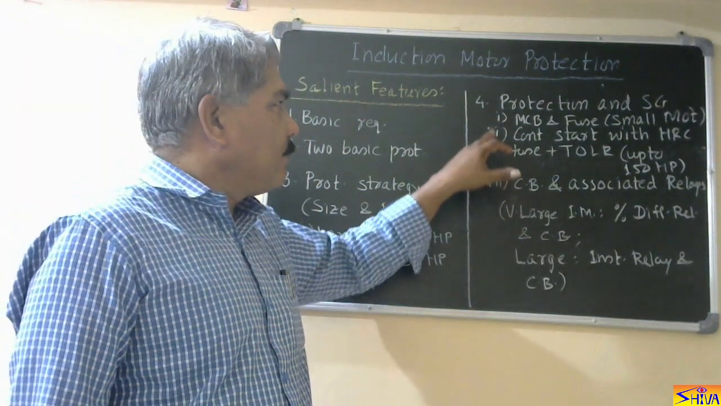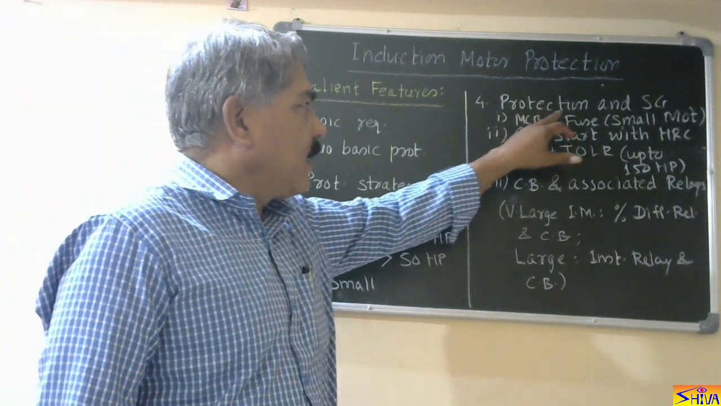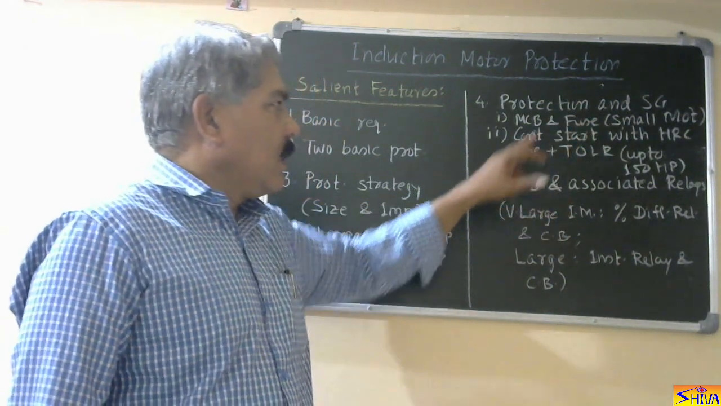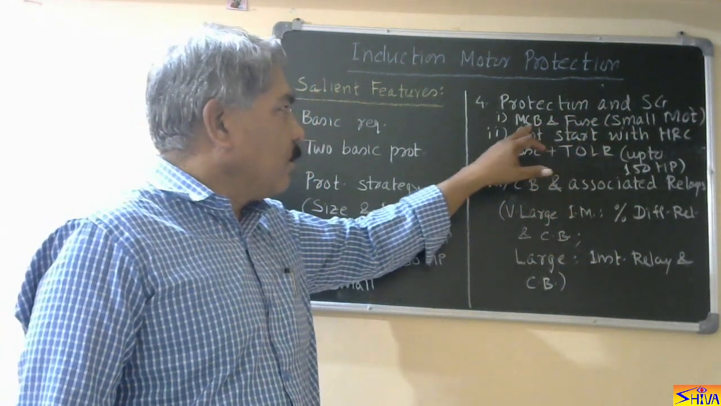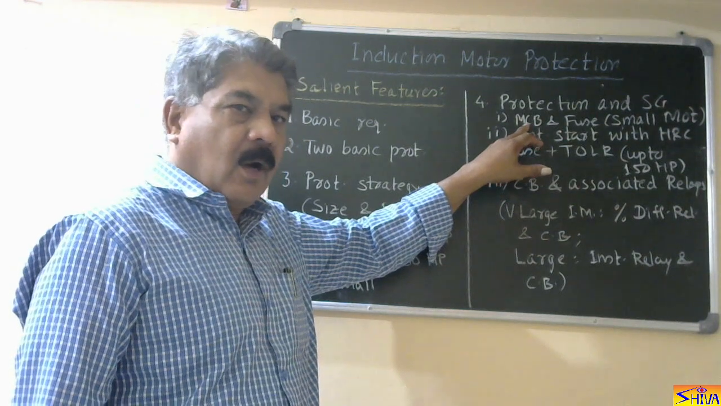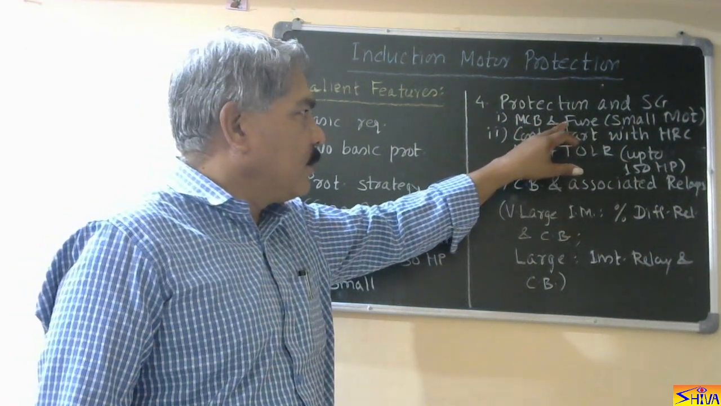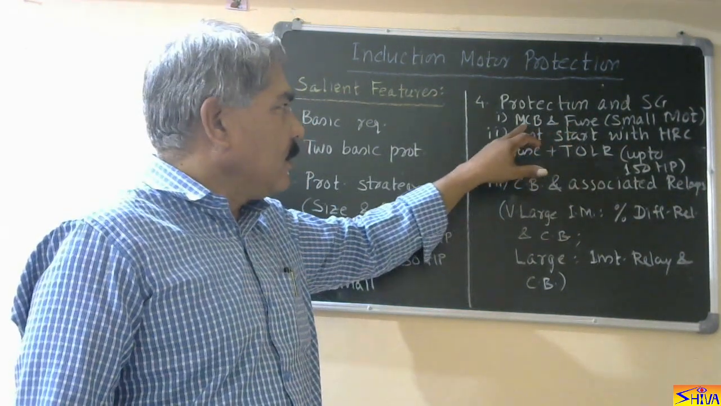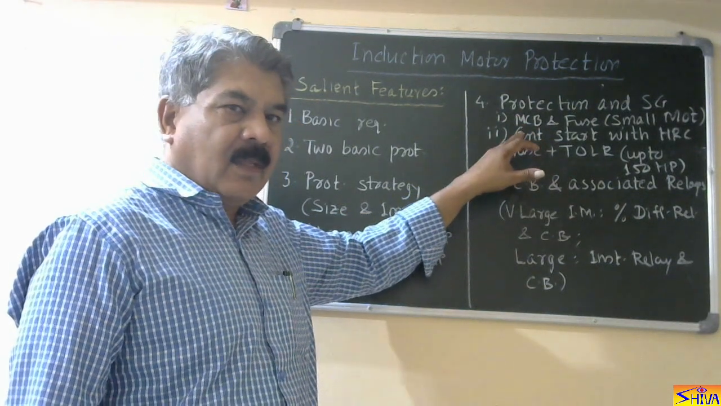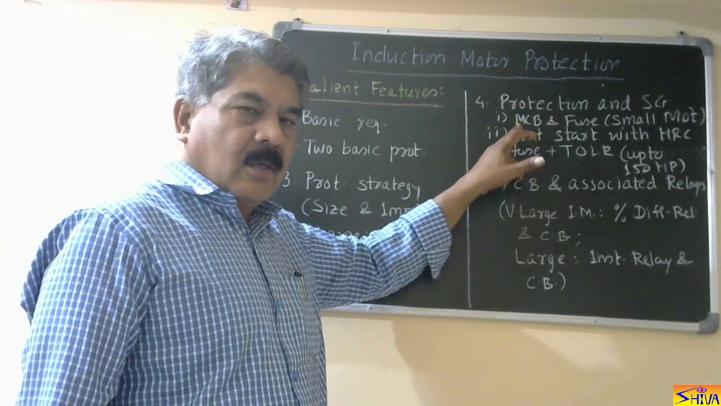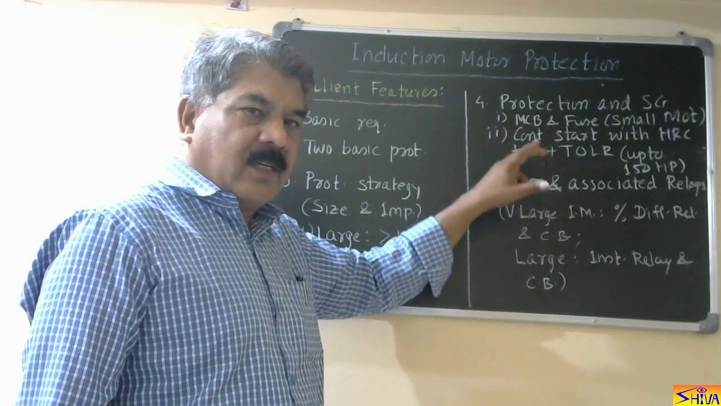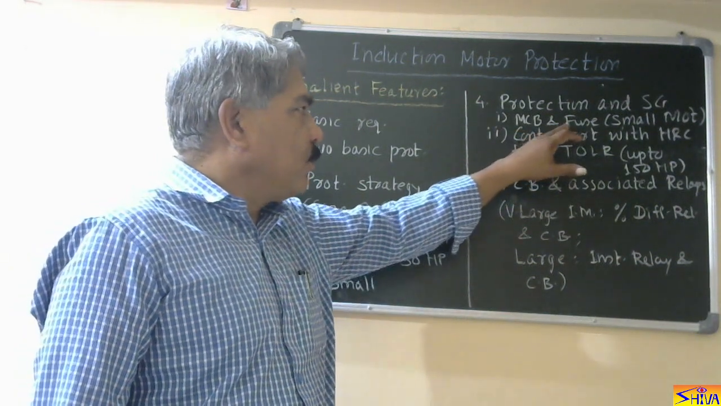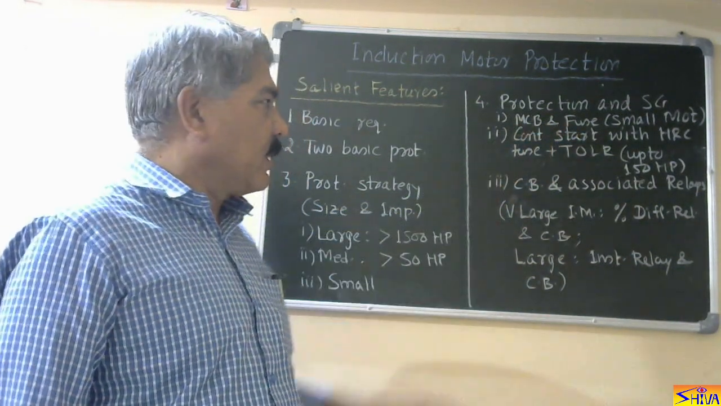Fourth point is protection and corresponding switchgear. If we consider small motor, we use MCB or MCCB and fuse for protection of the motor. This MCB or MCCB acts as overload protective device as well as short circuit protective device. Fuse acts as short circuit protective device.